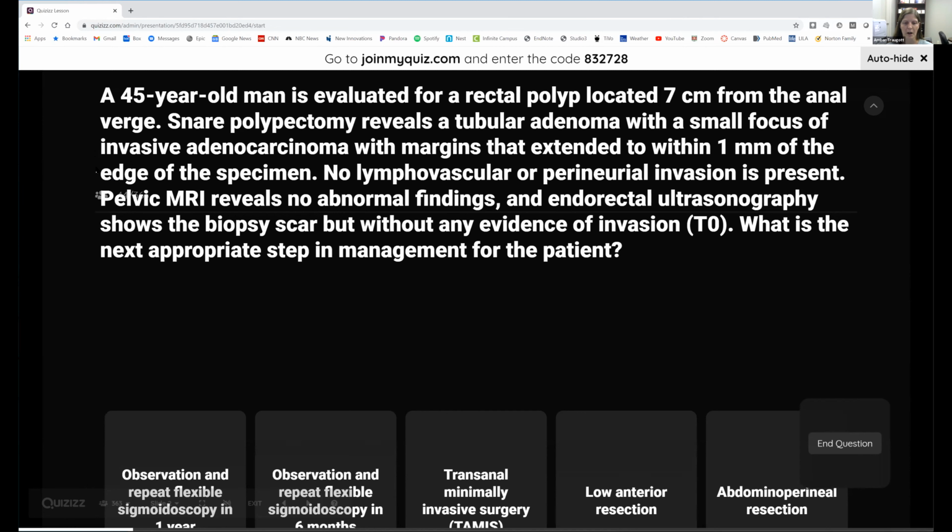What is the next appropriate step in management for the patient? And our choices are observation and repeat flexible sigmoidoscopy in 1 year, observation and repeat flex sig in 6 months, transanal minimally invasive surgery or TAMIS, low anterior resection, or abdominal perineal resection.